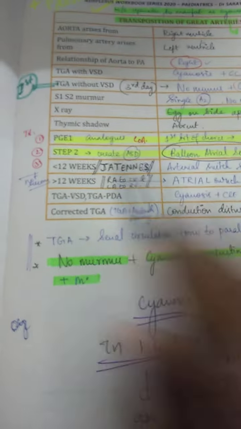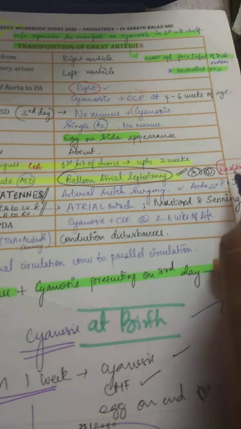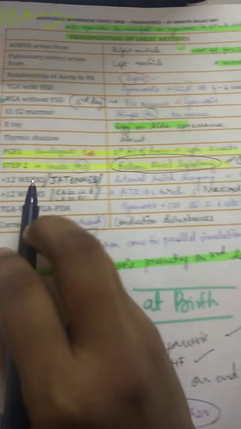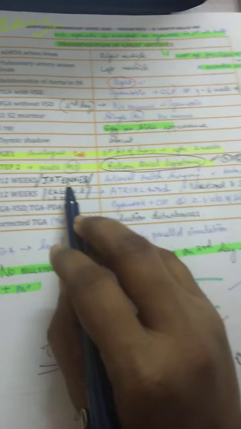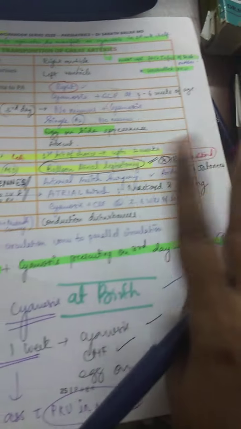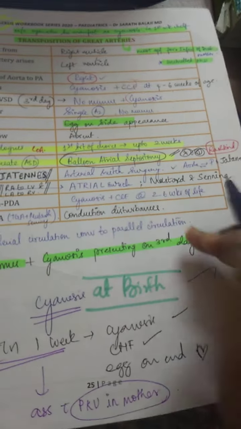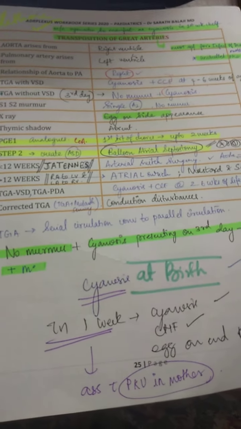You're creating an ASD, and the last step is the Rashkind balloon atrial septostomy. If the child is less than 12 weeks, you do Jatene's procedure. It's an arterial switch. You switch the aorta and pulmonary artery. More than 12 weeks, you switch the atria themselves. That's called the Mustard and Senning procedure.